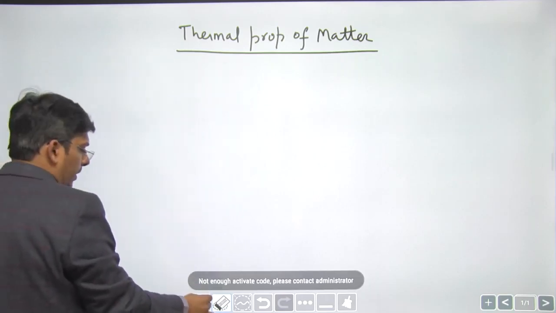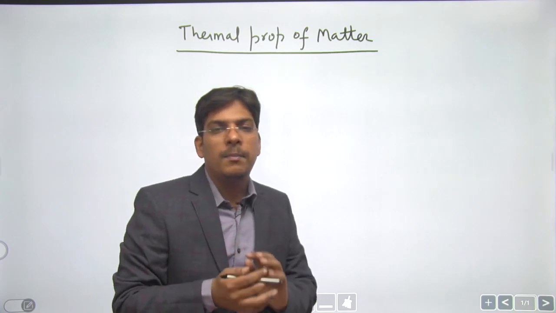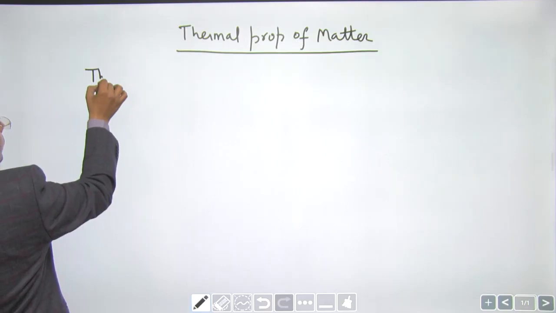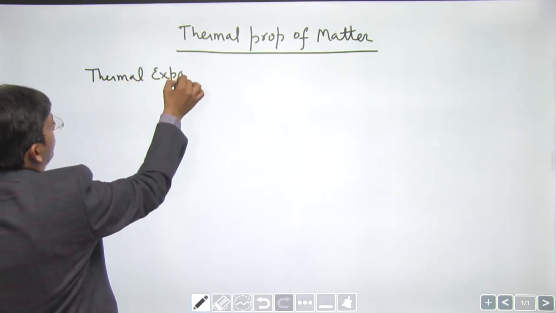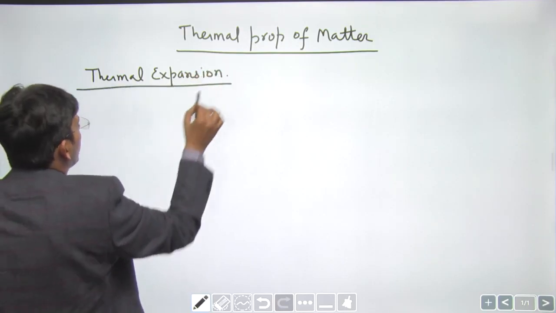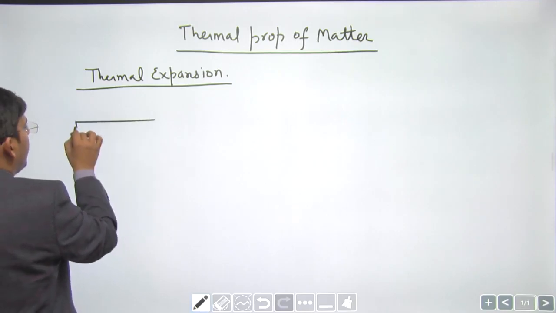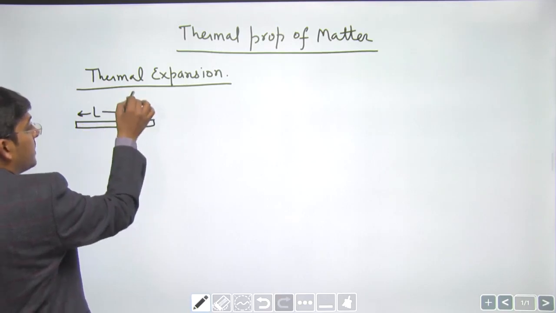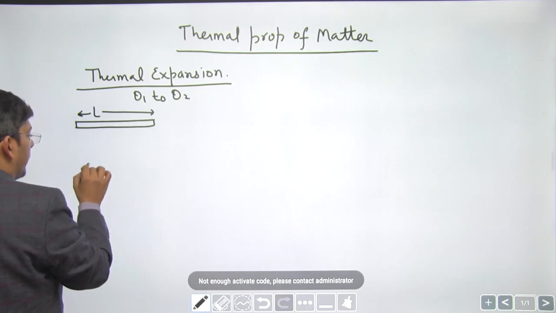See, after doing this, thermometric property, let us now move on to the topic, that is thermal expansion. Okay, thermal expansion. See, when you have a linear rod of length L, you change its temperature from θ1 to θ2. Suppose you heat it, it is going to expand.